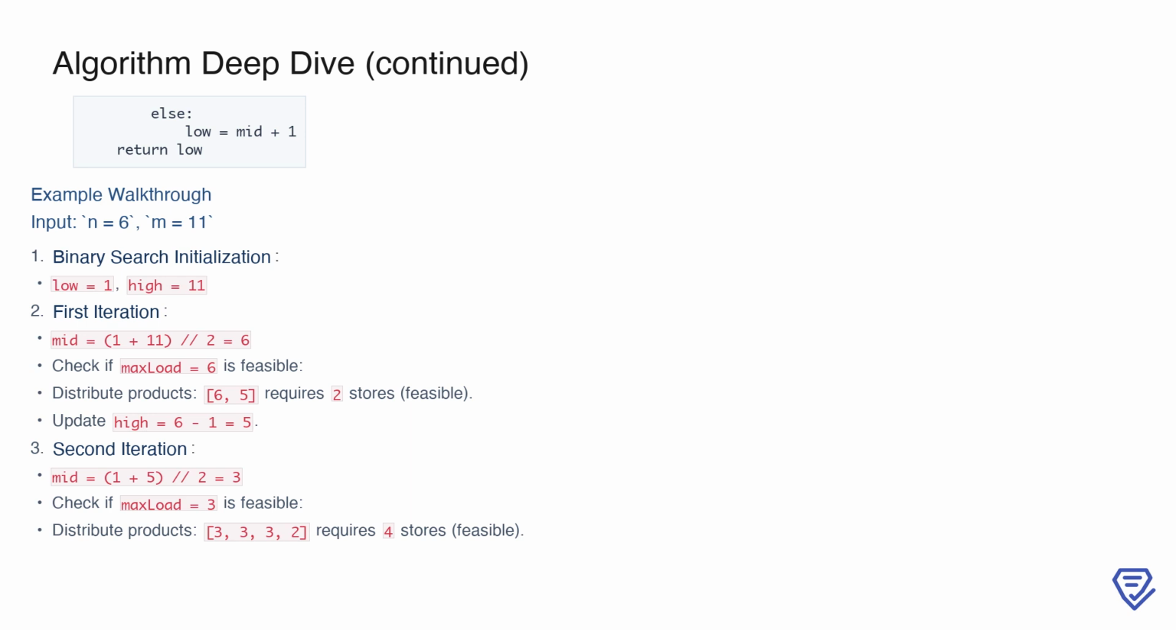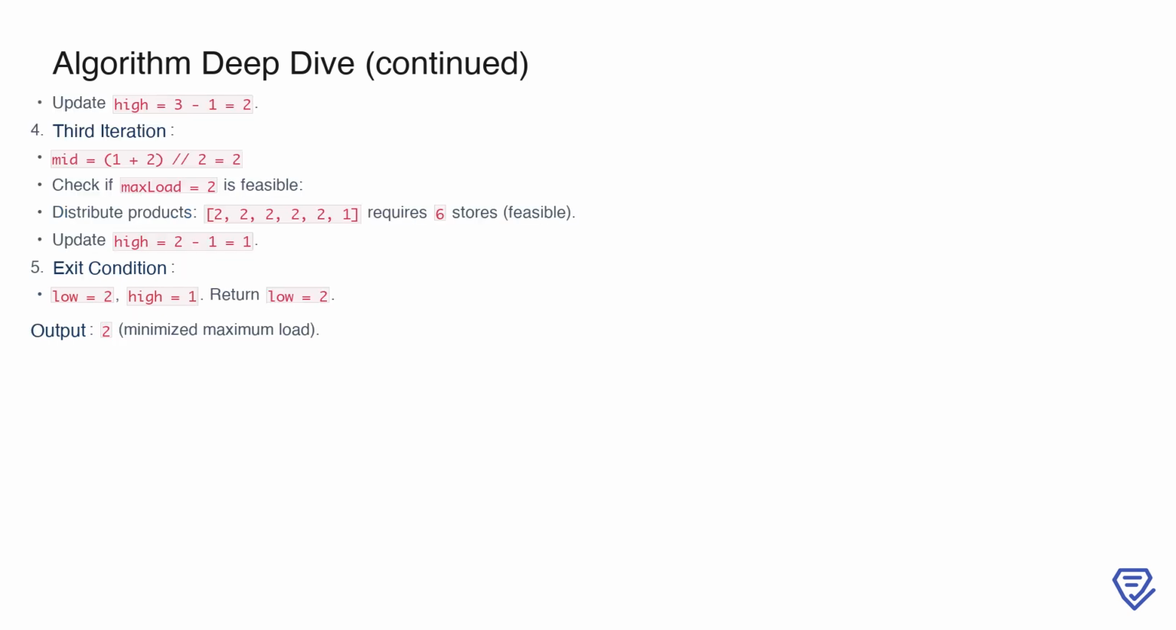For instance, consider an input where n equals 6 and m equals 11. Initially, the bounds are low equals 1 and high equals 11. In the first iteration, the midpoint is 6, and we check if this value is feasible. If it is, we adjust the bounds to continue searching for smaller feasible loads. In the second iteration of our example, the midpoint becomes 3, and we check if a maximum load of 3 is feasible. If it is, we update the bounds again to search for even smaller loads.